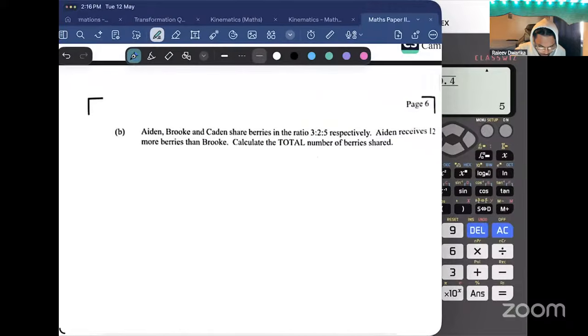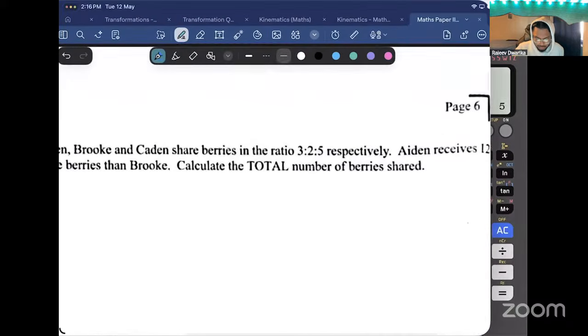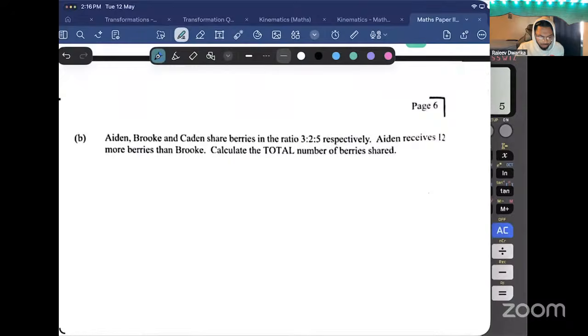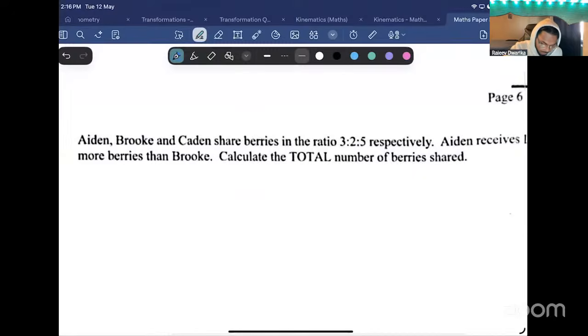So Aidan, Brooke, and Keaton share berries in the ratio 3 to 2 to 5. Aidan receives 12 more berries than Brooke. Calculate the total number of berries shared. Okay, no problem. So here, 3 to 2 to 5.